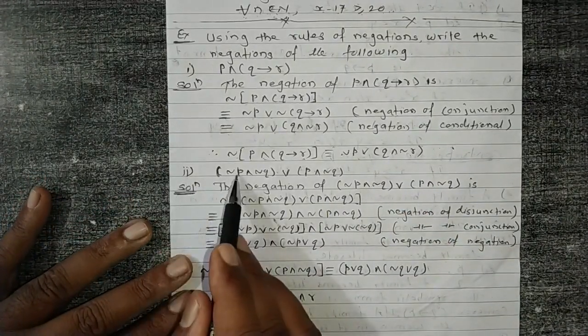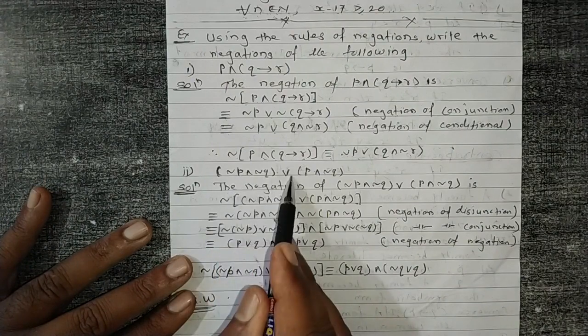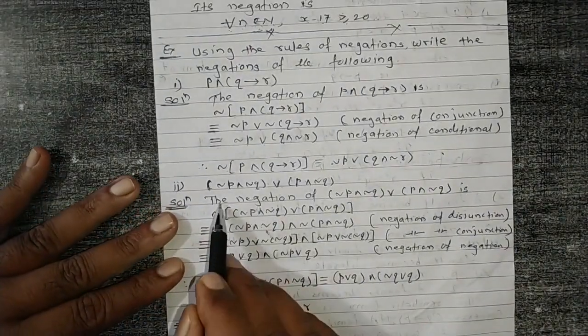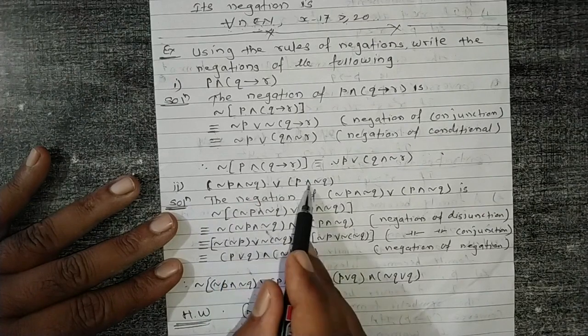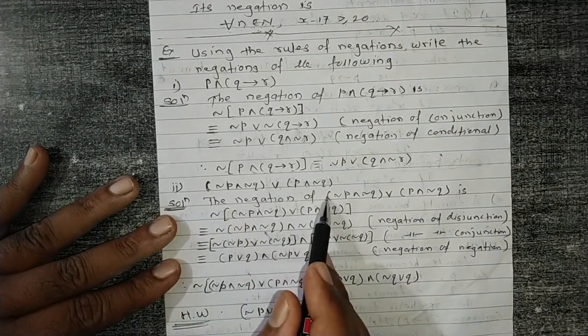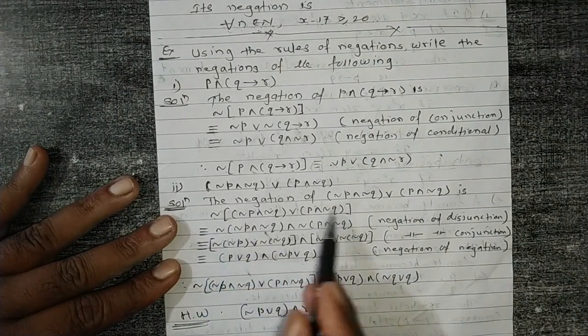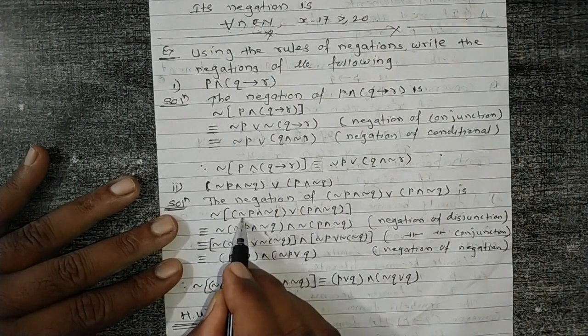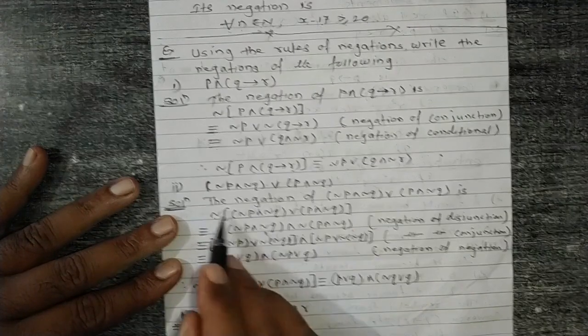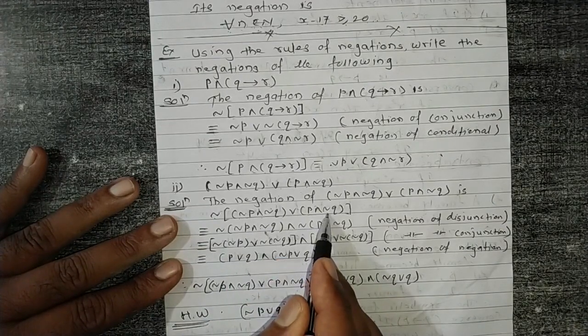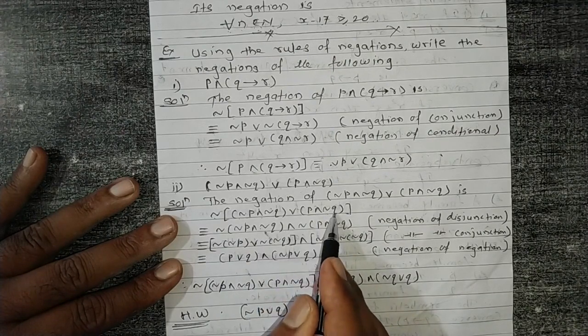Now second: (negation P conjunction negation Q) disjunction (P conjunction negation Q). Again by using the rules of negations we can find the negation of the given statement. We take the negation of the given statement. We consider the first bracket as P and the second bracket as Q. Then this statement becomes negation of (P disjunction Q). Here you can use the rule of negation for disjunction.